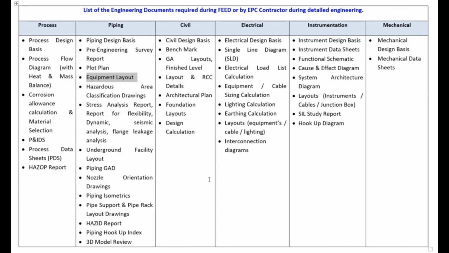Once your equipment directions, orientations are frozen, then it will help us to start generating the piping layout of the plant. Okay, that's the advantage of equipment layout. The next document from equipment layout, basically, is the hazardous area classification drawing. Yes, there is a standard to develop the hazardous area classification drawing.